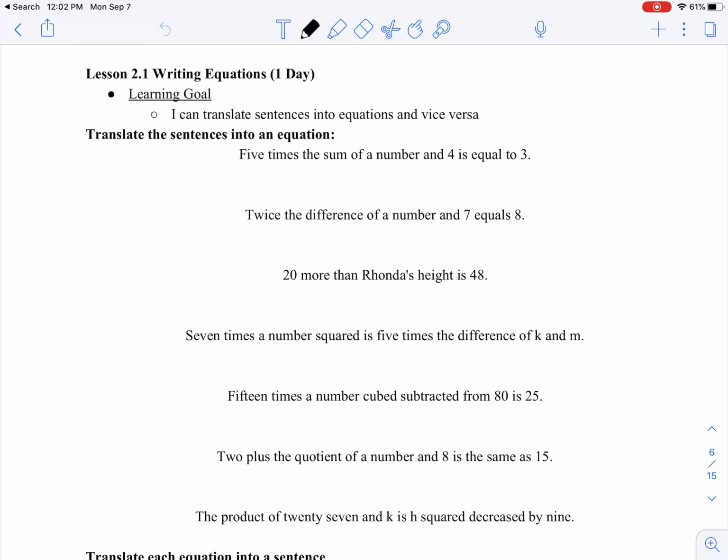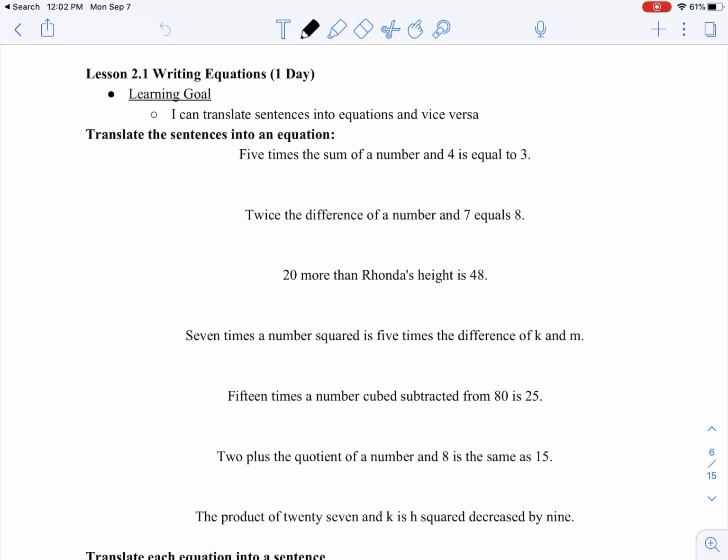We are working on 2.1 writing equations. Our learning goal for right now is that we are going to translate sentences into equations and vice versa. Now, in the past, we've done translating before. We've translated sentences into expressions, but we haven't done equations yet.